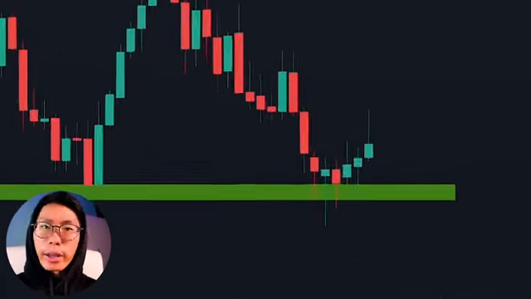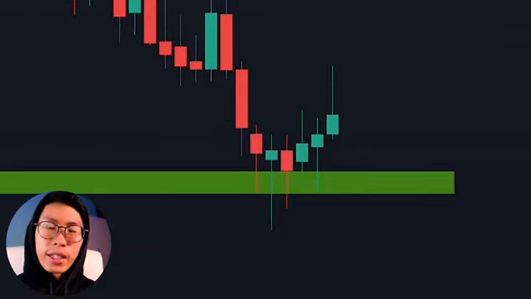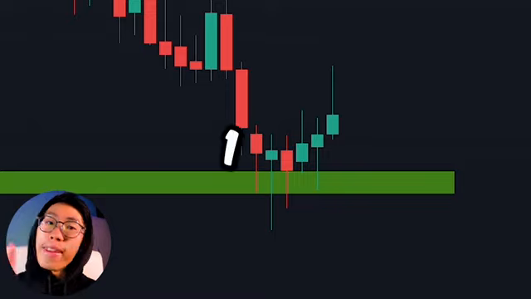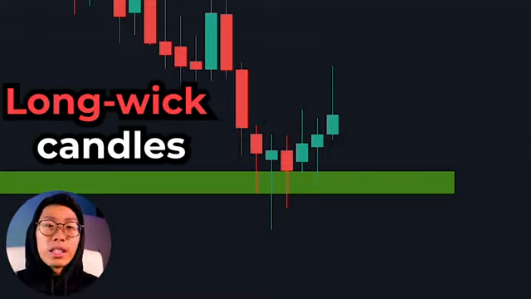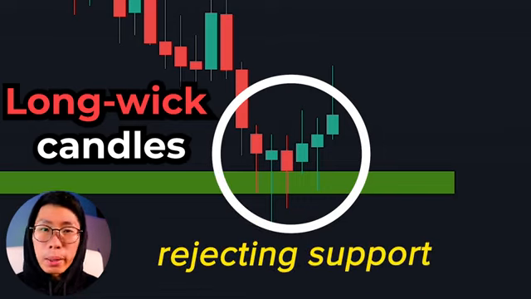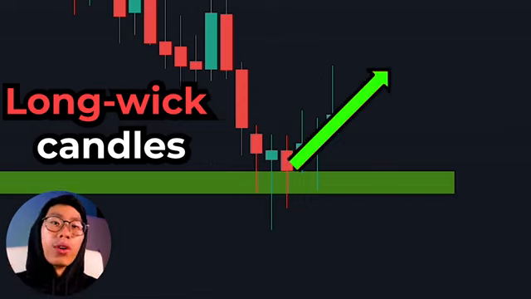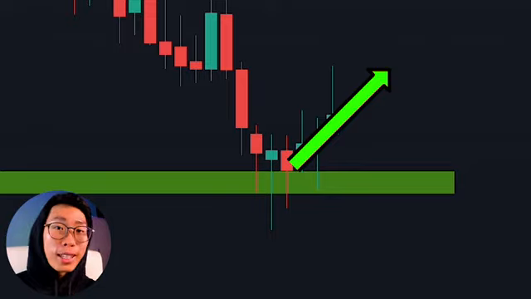I want you to focus on the candlesticks that are forming at this key support level. You can see that price is showing us not one, not two, not three, but multiple long wick candles. And this just tells us that price is not breaking past this level, so it's gonna reverse and head back up. It really does not want to go down.